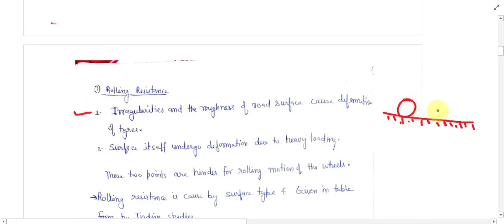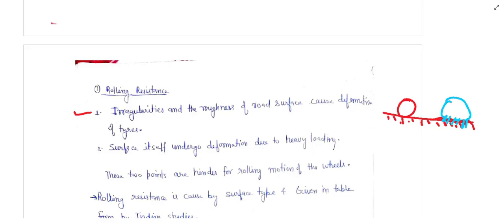Suppose this is your ideal case, but due to some undulation in this surface, the tire undergoes deformation. So the deformed tire will provide you more friction because the contact area between the tire and the pavement is large as compared to your ideal case. Hence there is a rolling resistance produced.